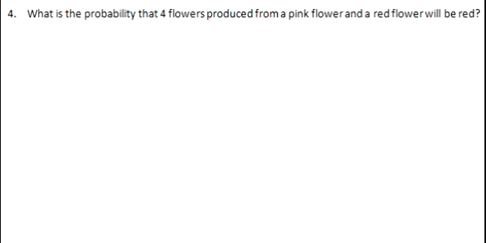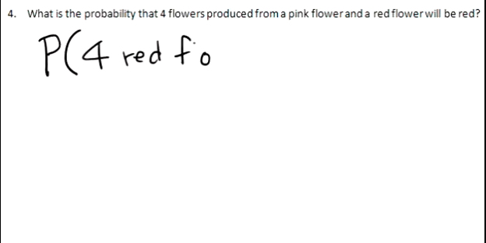In problem 4, we want to figure out the probability that 4 flowers produced from a pink flower and a red flower will be red. In the last problem, we determined that there was a 50% chance, or 0.5 chance, that a flower will be red if its parents are pink and red. In this problem, we want to determine the probability that we get 4 red flowers.